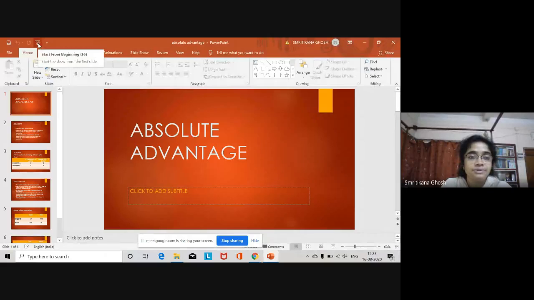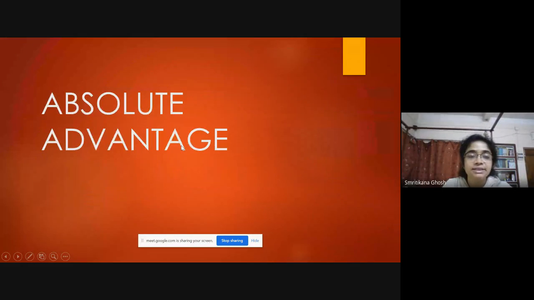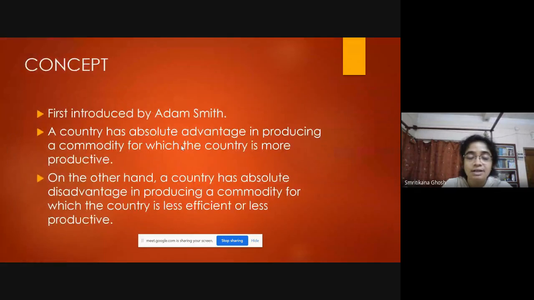Now, the absolute advantage. Absolute advantage means what? First of all, it was introduced by the father of economics, Adam Smith. What is absolute advantage? According to Adam Smith, a country has absolute advantage in producing a commodity for which the country is more productive. That means the country can produce more of a particular commodity. That implies that the country has absolute advantage over that commodity.